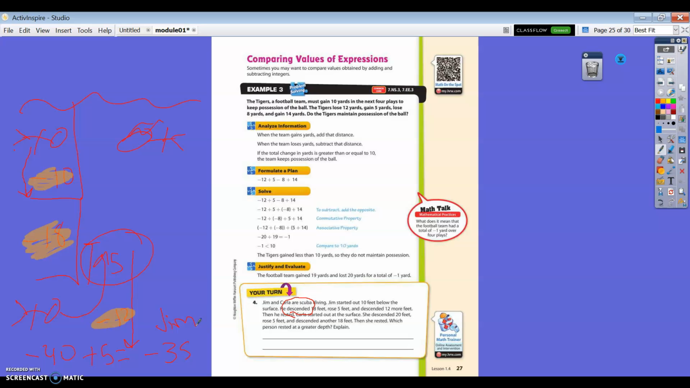Now let's look at Carla. Carla, you gotta come swim over on this other side. So here she is. And her hair is super pretty. Carla descended 20. Descend is down. She goes down 20. Rose 5. Descended another 18.